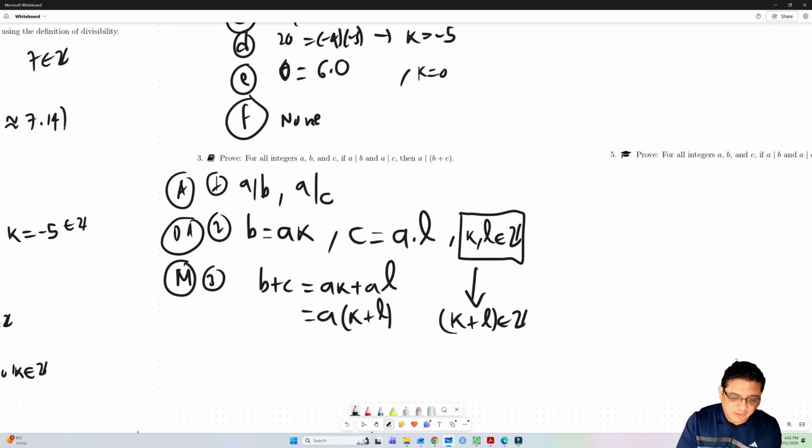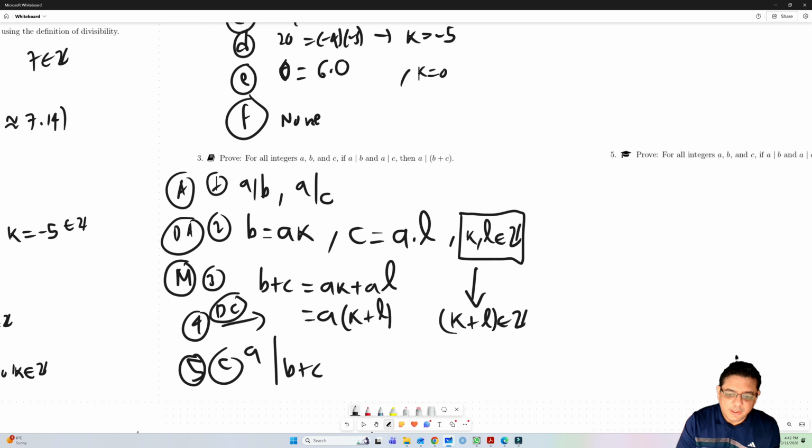So what this means is that A divides B plus C. This step here is also the definition of the conclusion, and this is going to be my step 5, which is my conclusion. Okay, this is step 4, that's step 5. So that will be the solution to this.